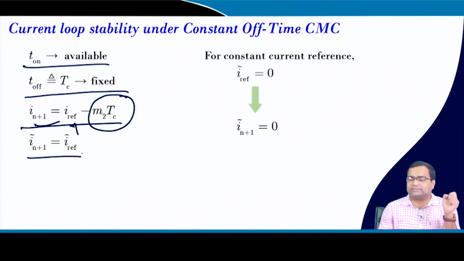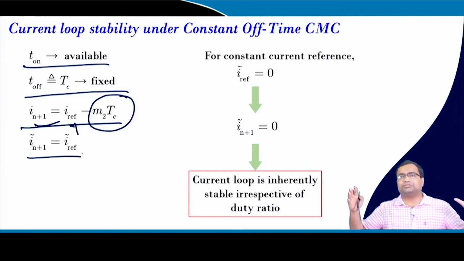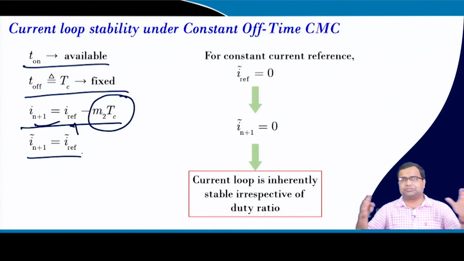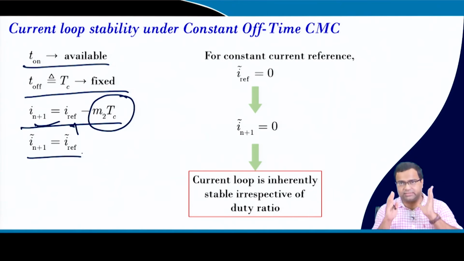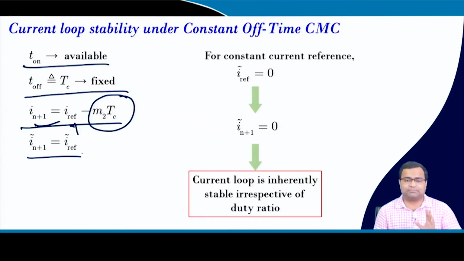So In plus 1 is 0, and this indicates the current loop is inherently stable irrespective of the duty ratio. That means if you change the duty ratio very widely, the current loop will never become unstable. That is the beauty of this constant off time control. So you do not need a compensating ramp.